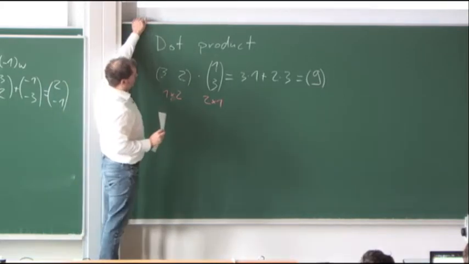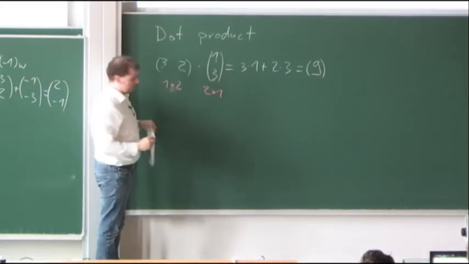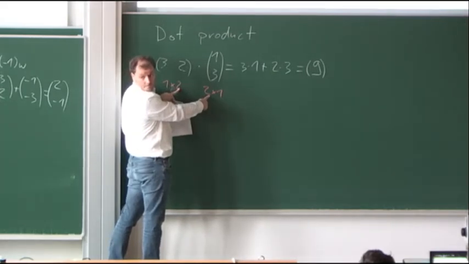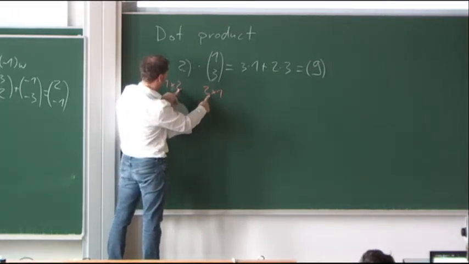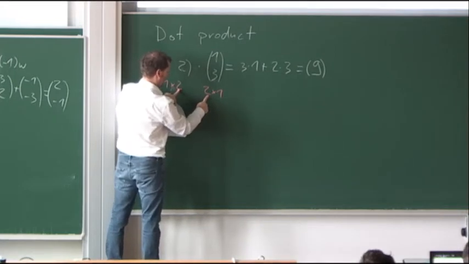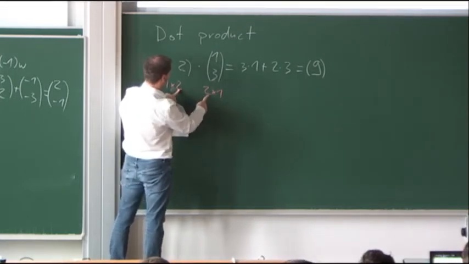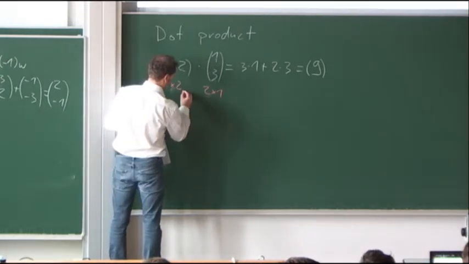And in order to be able to calculate the dot product, this number always has to be the same as this number. Right? So if this is not the same number as this number, then Python will crash and the dot product will not be defined. So you have to be careful that these are the same.